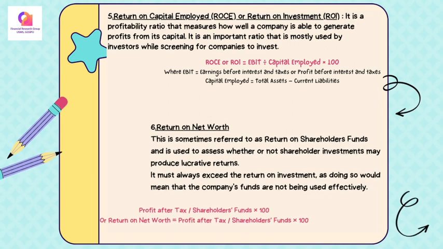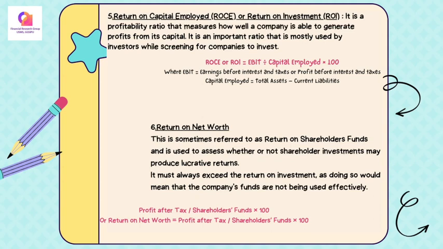Fifth is return on capital employed or return on investment, ROI. It is a profitability ratio that measures how well a company is able to generate profits from its capital. It is an important ratio that is mostly used by investors while screening for a company to invest in.